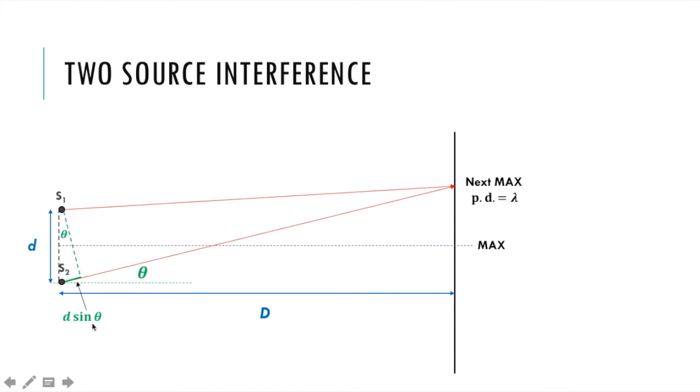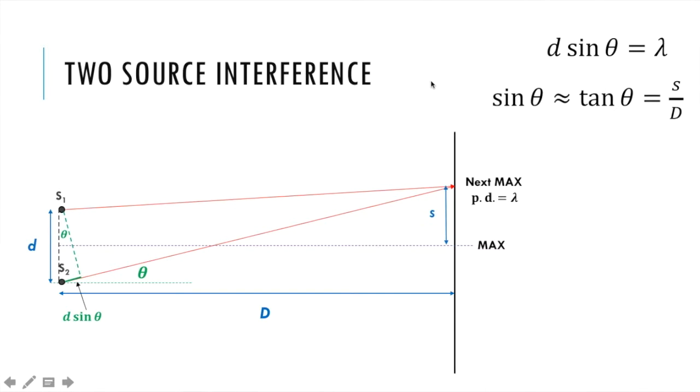We also know the path difference here is d sine theta. We're going to call S the distance between the central maximum and this first maximum here, where the path difference is 1 wavelength. So we're going to start doing some algebra. We'll take the path difference equal to d sine theta and set the path difference equal to 1 wavelength.